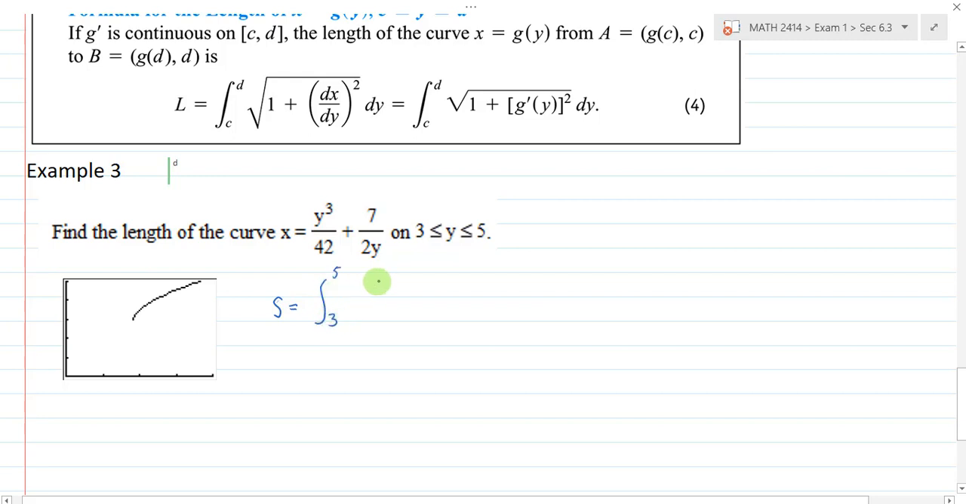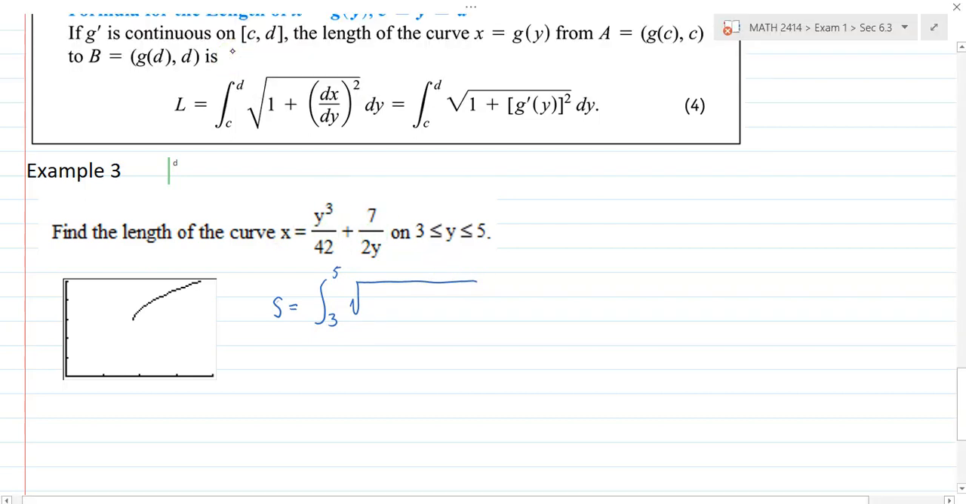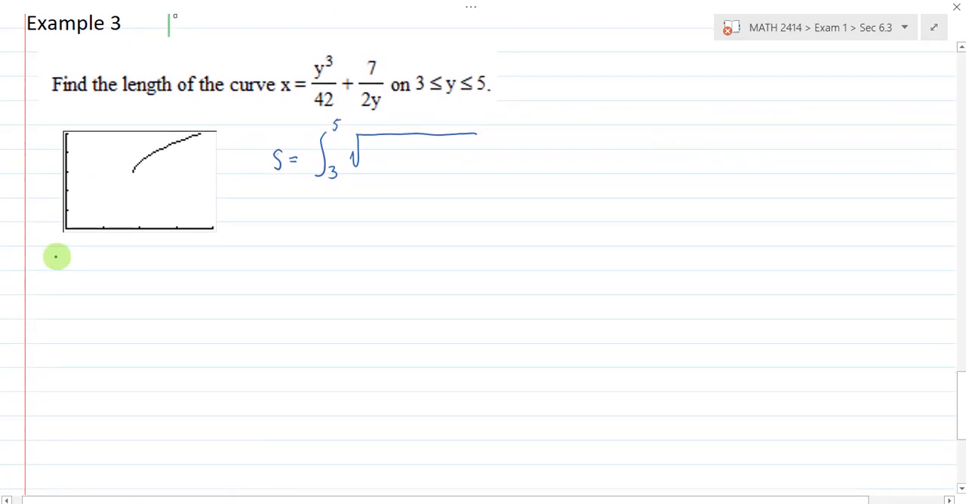3 to 5. And then we have the square root of, we're going to need the derivative of this function now. So that means I should have done my scratch work earlier, but I'm going to go ahead and do it down here. We get x is equal to, I'm going to write this as 1 over 42 y to the third plus 7 halves y to the negative 1. Do you see why I rewrote this as 7 halves y to the negative 1? If you're going to take the derivative, you want to have your base raised to a power. You don't want to have that variable in the denominator and be stuck using the quotient rule. There's no need to use a quotient rule for this.